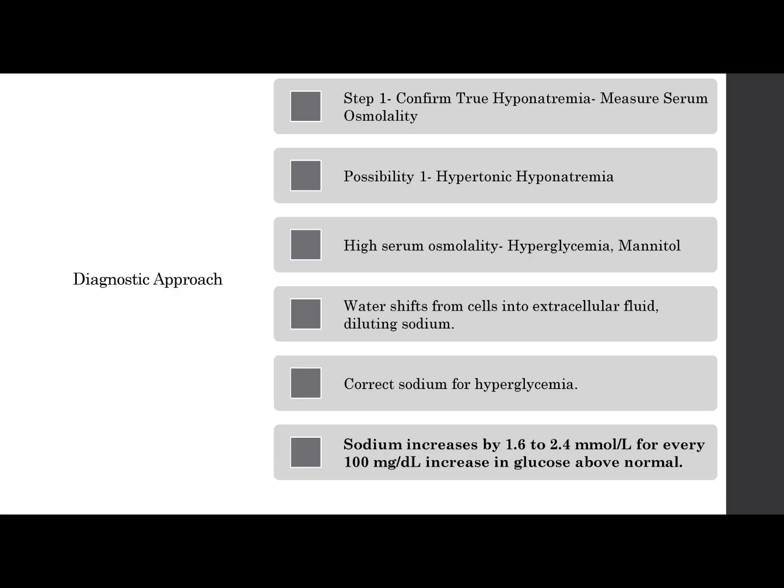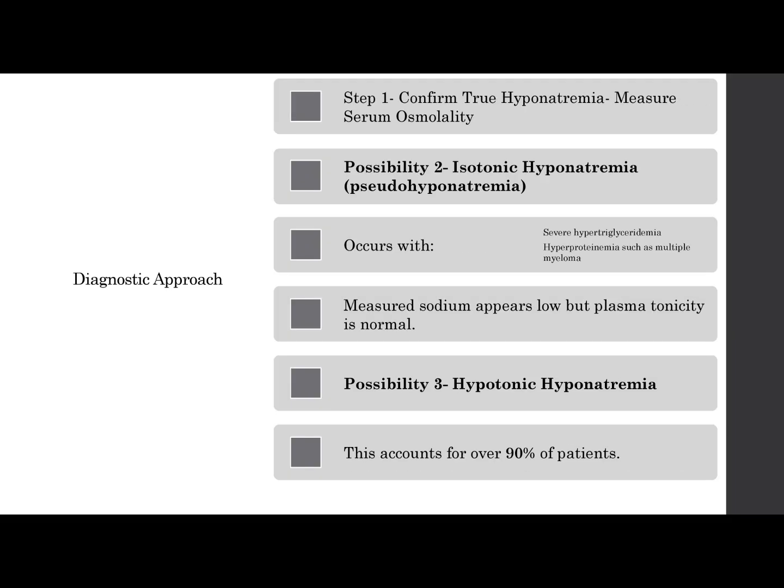Remember, correct sodium for hyperglycemia, approximately, as sodium falls due to dilution. While adding correction, sodium increases by 1.6 to 2.4 millimoles per liter for every 100 milligrams per deciliter increase in glucose above normal. Second possibility is isotonic hyponatremia, also called pseudohyponatremia.